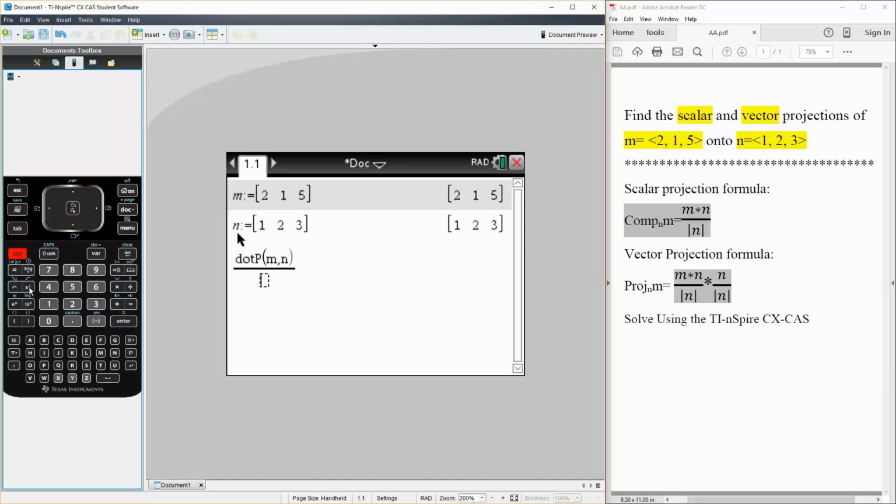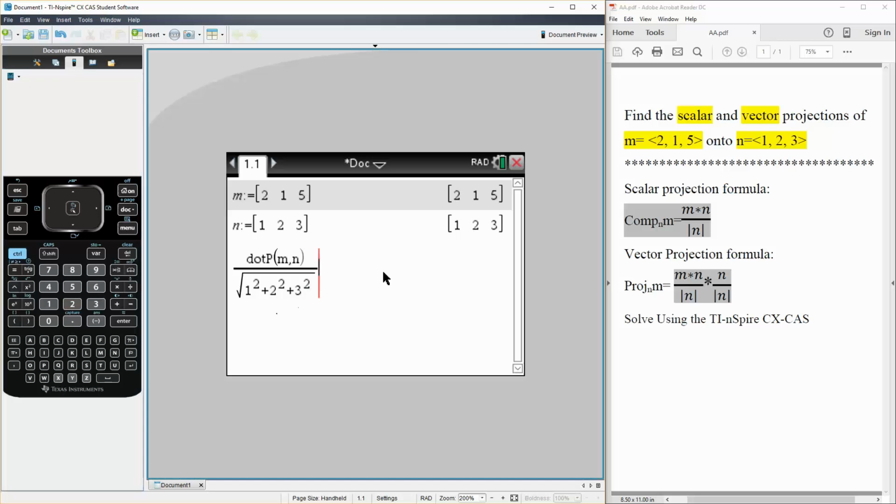So the magnitude of n is going to be the square root of each component squared. So 1 squared plus 2 squared plus 3 squared, like this. So hit enter, and this is the scalar projection for our problem.